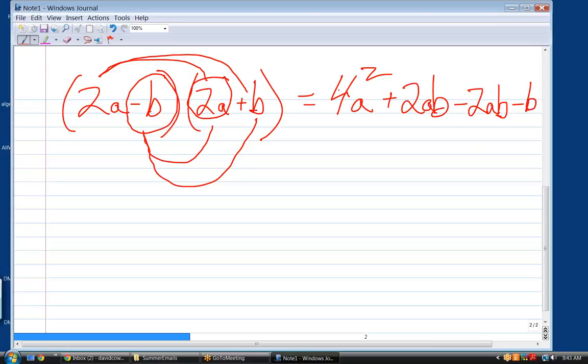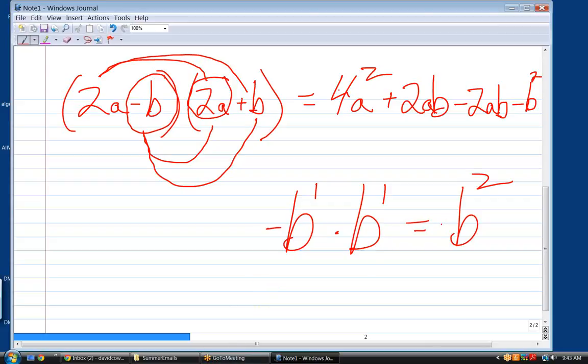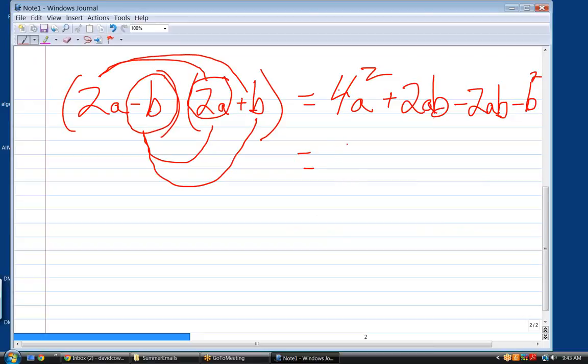You're forgetting to add the exponents. In other words, if I have B times B, there's an implied exponent of 1 on each of those. And since I'm multiplying, I'm adding exponents. So that's always equal to B squared. Now, if I have minus B times plus B, then it's minus B squared. Now, what happens to those two middle terms? They cancel out. And I'm left with this.